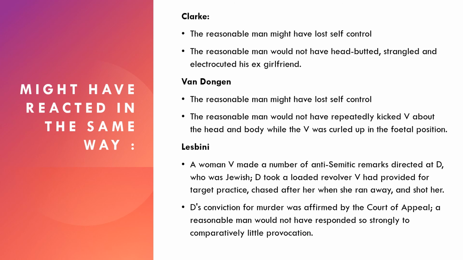Of course, most wouldn't. In Van Dongen, the reasonable man might have lost self-control, but the reasonable man would not have repeatedly kicked the victim about his head and body while the victim was curled up in a fetal position. So again, we've got lost control, but people wouldn't react in the same way, and that's really the key to that second element.